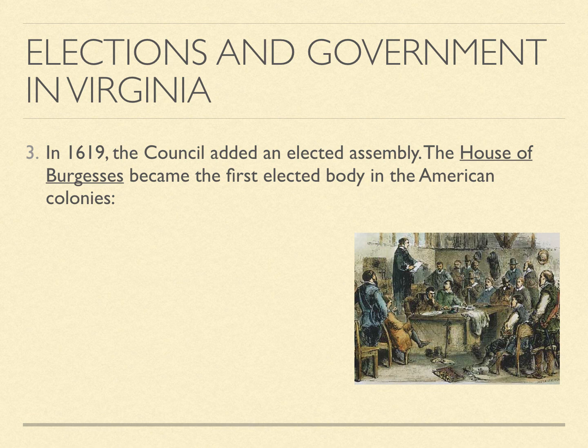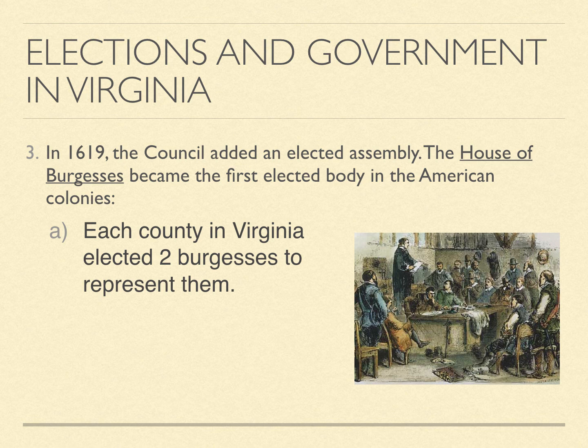This elected assembly was called the House of Burgesses. And this is important because it's the first elected body in the American colonies. It will be the precursor of the Virginia General Assembly and later the U.S. House of Representatives and the Senate, so the U.S. Congress. The way it worked was that each county in Virginia elected two burgesses to represent them. So each county got two representatives.